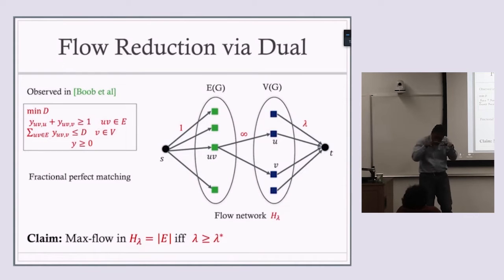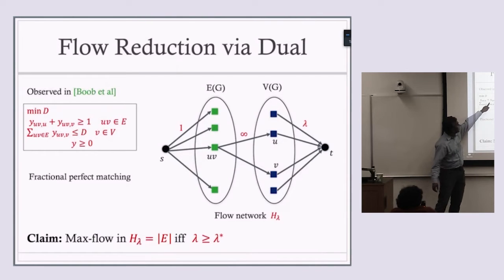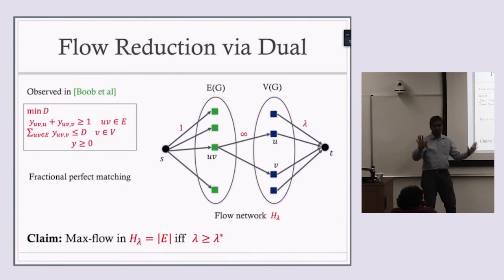Imagine I'm trying to find a dense subgraph. What happens if I have a very dense subgraph? There are a lot of edges in it, and I have to assign all of them to the vertices in that set. So that means the ratio will be high. So the dual is saying, assign edges fractionally, one unit to vertices, so that you minimize the maximum load on any vertex. So the variables are y_uv,u and y_uv,v. Okay, that's the dual.